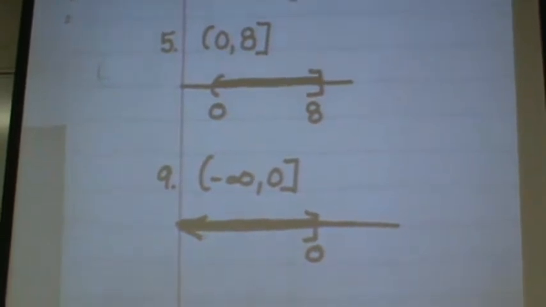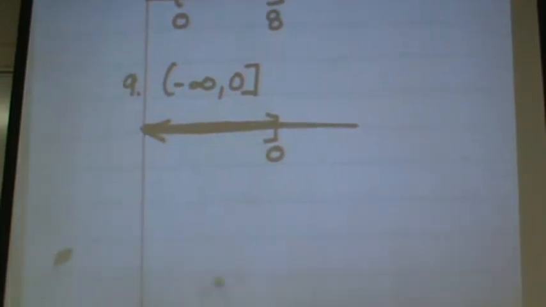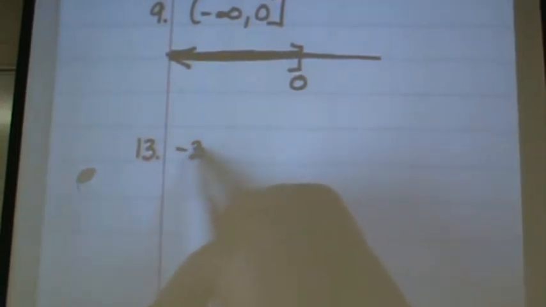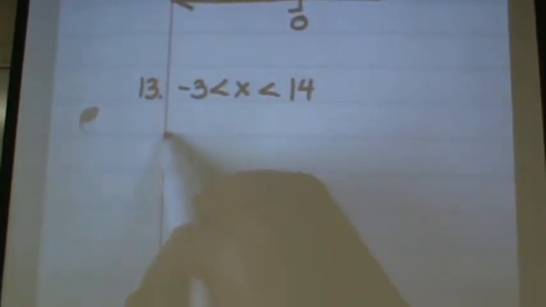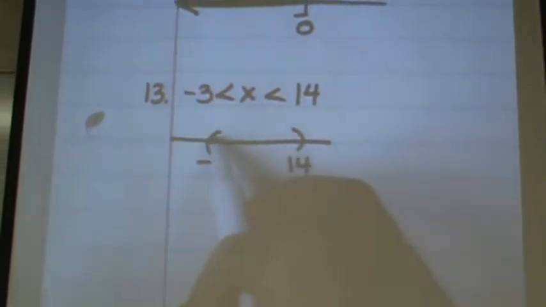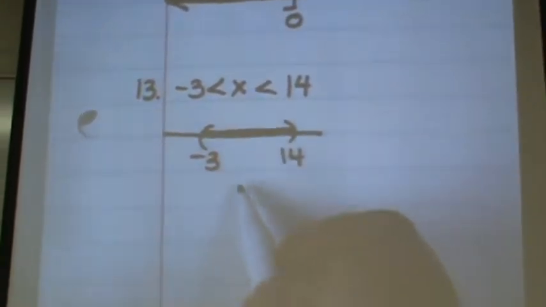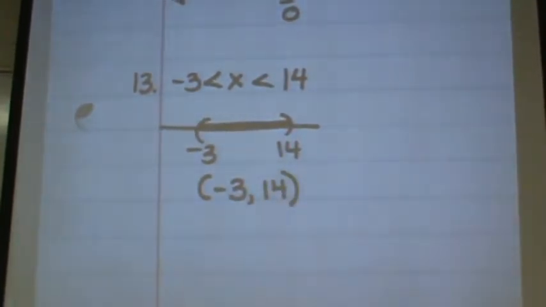Questions 11 through 16, you're to use interval notation and denote the set of all real numbers x that satisfy the given inequality. So if we skip 11 and do 13, it says negative 3 less than x less than 14. Well, on a number line, it would look like negative 3 and 14, everything colored in. So in interval notation, it would just simply be a parenthesis, negative 3, 14 with a parenthesis.